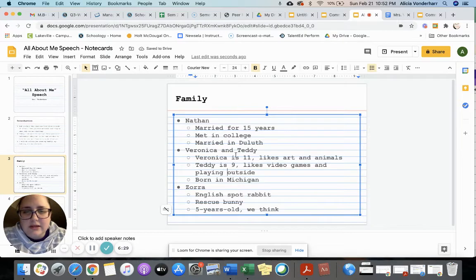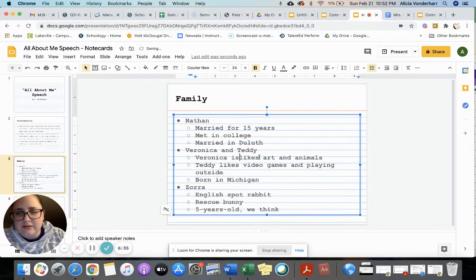Okay, I needed to add some more here, and maybe I don't even need their ages in there, because I know how old my kids are. I can do that right off the top of my head, but I want to make sure that I include some details so I don't forget them, like that I have 2 things: art and animals, video games and playing outside. I have Zora down here. She's an English spot rabbit. She's a rescue bunny, and she's 5 years old, we think.